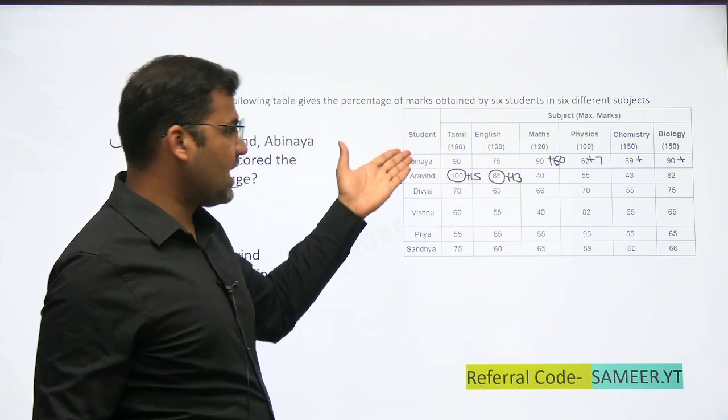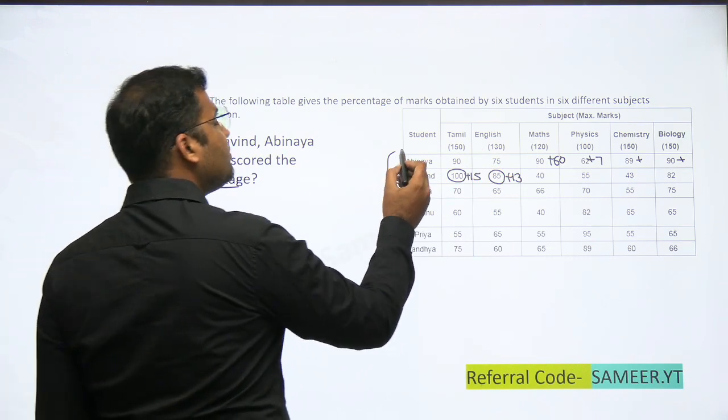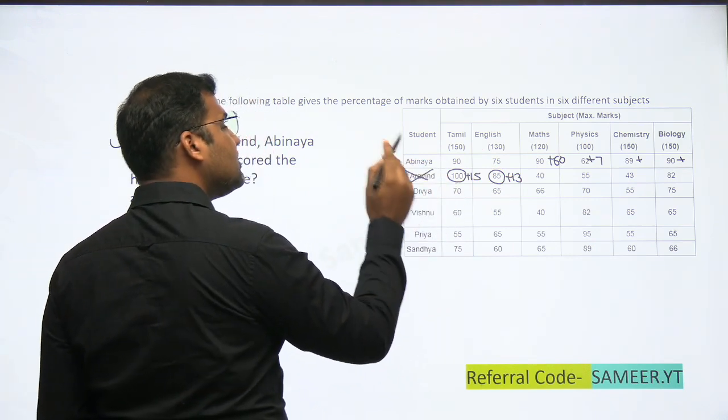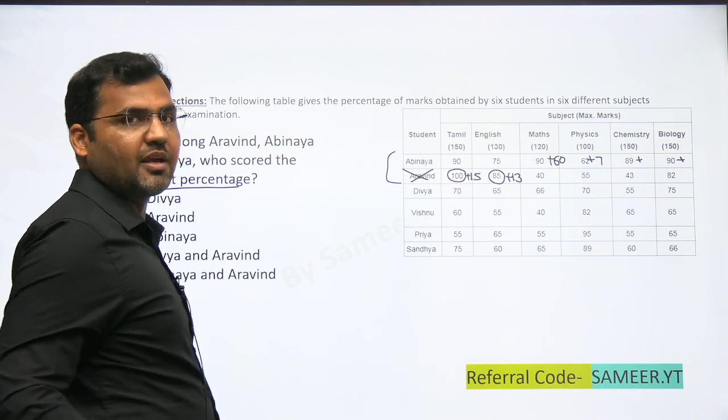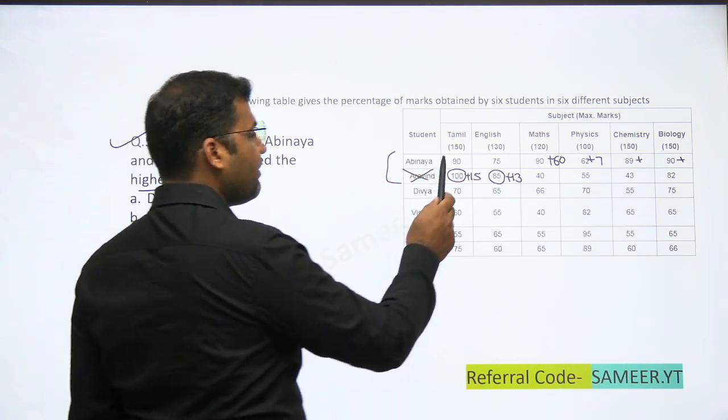So do I need to do anything to calculate it? Do I need to do the calculation? I can clearly see that between Abhinay and Arvind, Arvind is definitely getting fewer marks than Abhinay. So Abhinay is a winner in these 2 cases. Now compare Abhinay with Divya.